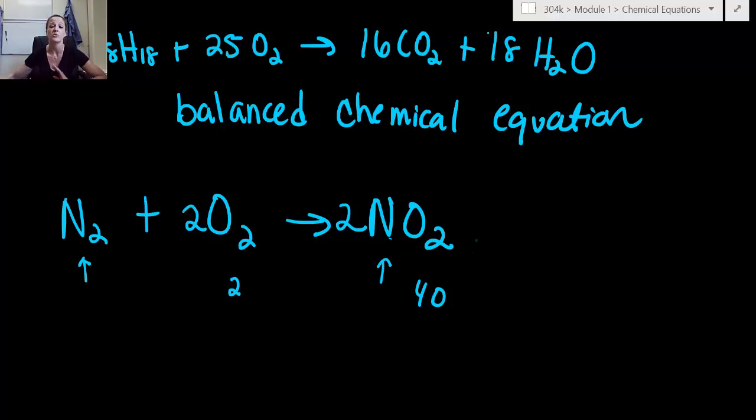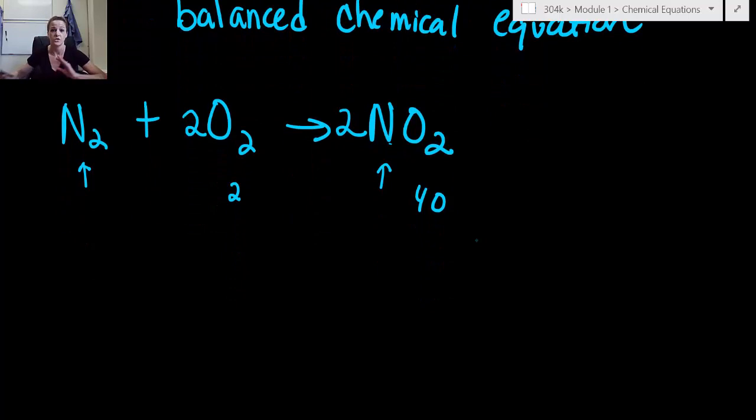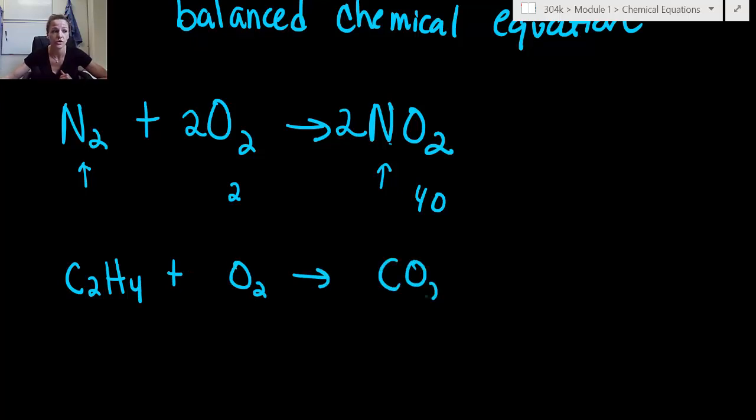If it doesn't, please stop and ask your teacher right now, because we want to make sure we're on the same page. All right, so now I'm going to ramp it up a little bit. We're going to make it a little bit more challenging. So now we're going to look at ethene. So C2H4 plus oxygen going to CO2 plus H2O.